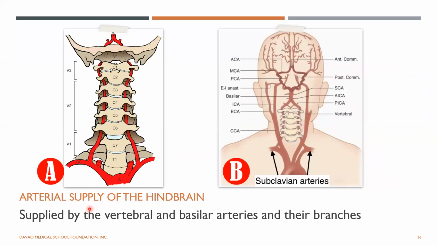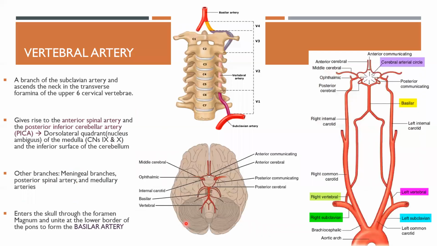Let's proceed to the arterial supply of the hindbrain, which includes your pons, medulla oblongata, and cerebellum. Your hindbrain is supplied by the vertebral and basilar arteries and their branches because they are located posteriorly. We have been talking about the vertebral artery, which is a branch of the subclavian artery, and it ascends in the neck in the transverse foramina, the openings in the transverse processes of your upper six cervical vertebrae.